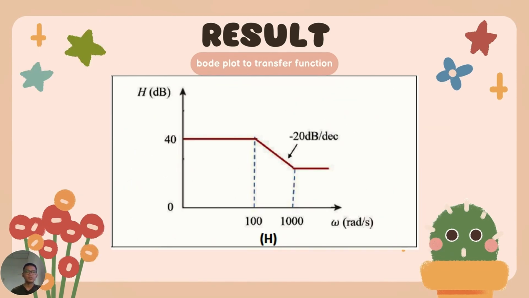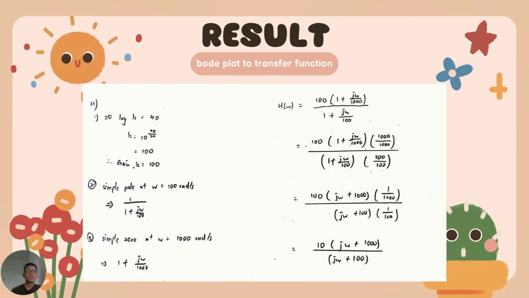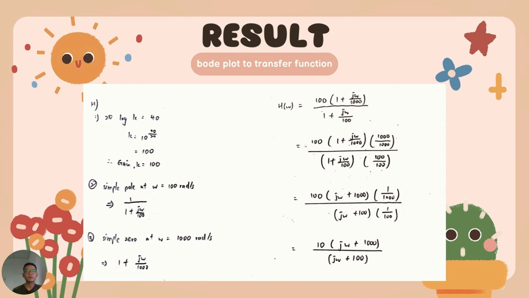Thirdly, the graph is maintained constant at 20 dB, which means that there is a simple zero structure after the simple pole. The formula to get the simple zero structure is 1 plus j omega per 1000. After finishing analyzing the structure, we should combine all of the structures in one equation. The equation is H(omega) equals 100 multiplied by (1 plus j omega per 1000) divided by (1 plus j omega per 100). This step is not finished yet, we need to simplify the equation.